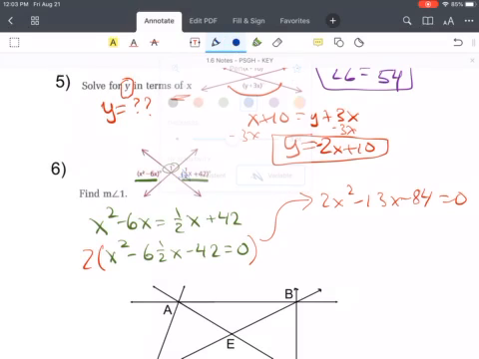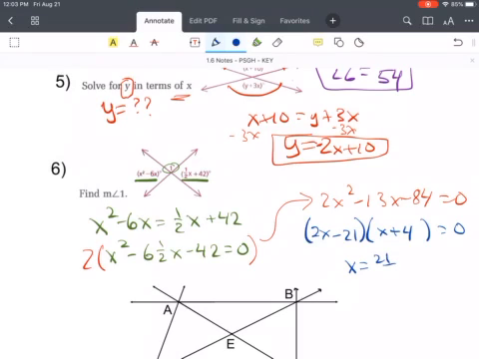And then I need to remember how to factor this. So you can do it by guess and check or split the middle term, whatever works for you. And then when you do that, you're going to get 2x minus 21 and x plus 4, which means you're going to have two answers. X is equal to 21 over 2 and negative 4.